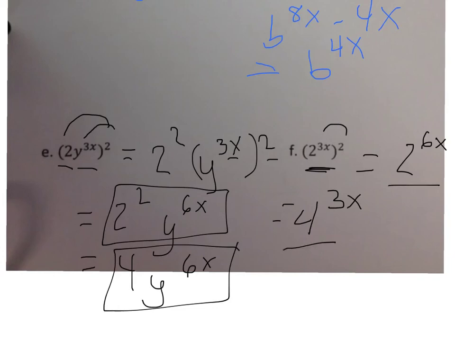So 2 to the 6x, you leave the base the same and you multiply the exponents. Or you square your base and you leave the exponent the same. But if you do both, then you've squared it twice. So we only want to square it once.